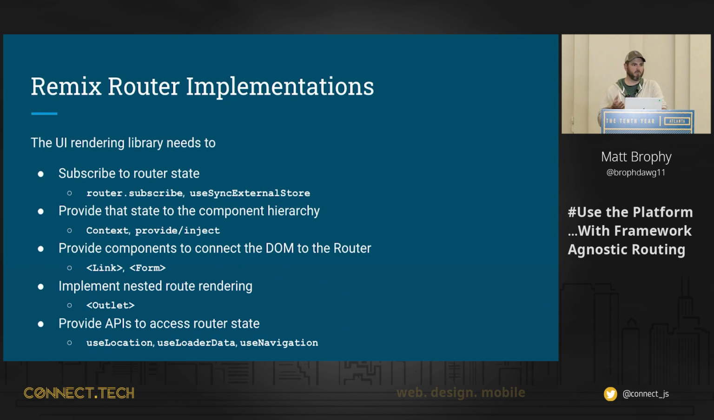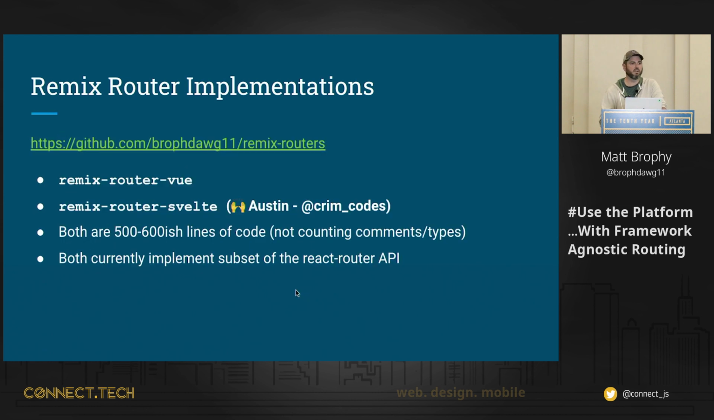It needs to be able to create components that can do this DOM to router glue, so Link and Form. It needs to be able to render nested routes through an Outlet component. And it has to provide APIs to access that router data, so hooks like useLocation, useLoaderData, things like that. There's not a lot to do there, though.